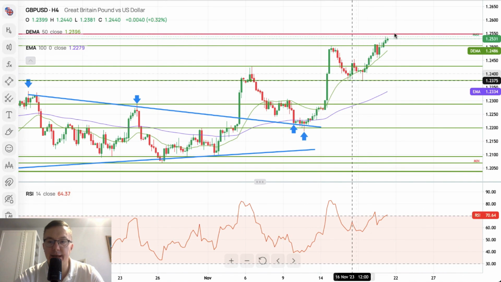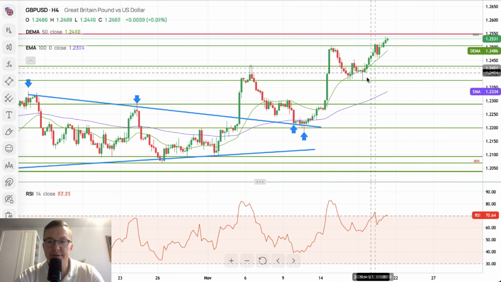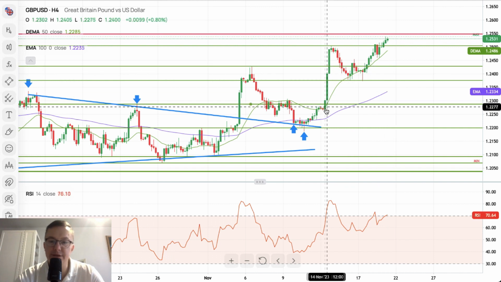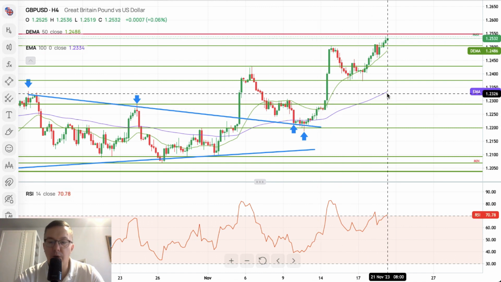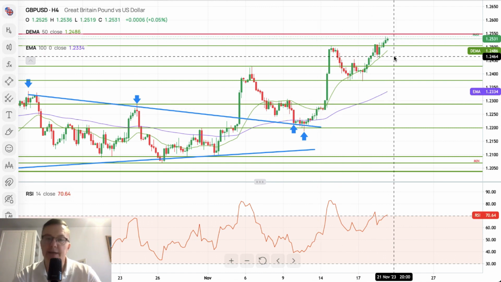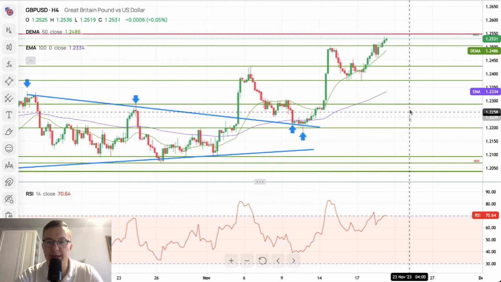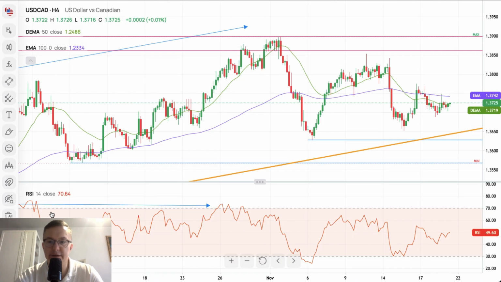Is the market narrowing this latest move to the upside? The level of 1.2504 will act as technical support, and the level of 1.2428 will act as technical support as well. We are still trading above the 50 periods moving average. We are still trading above the 100 periods moving average, but it looks like the market might trigger a pullback lower anytime soon. Let's switch to the US dollar, to the Canadian dollar.